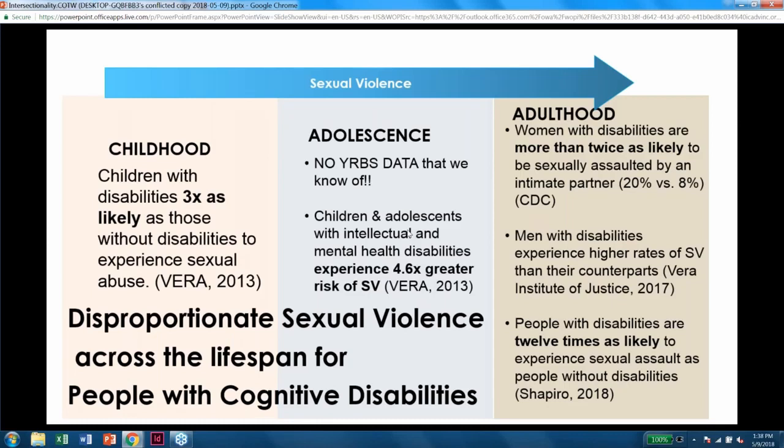Children and adolescents with intellectual and mental health disabilities experience 4.6 times greater risk of sexual violence. VERA 2013. On the right, under the heading Adulthood, women with disabilities are more than twice as likely to be sexually assaulted by an intimate partner, 20% versus 8%. CDC. Men with disabilities experience higher rates of sexual violence than their counterparts. VERA Institute of Justice 2017. People with disabilities are 12 times as likely to experience sexual assault as people without disabilities. Shapiro, 2018.